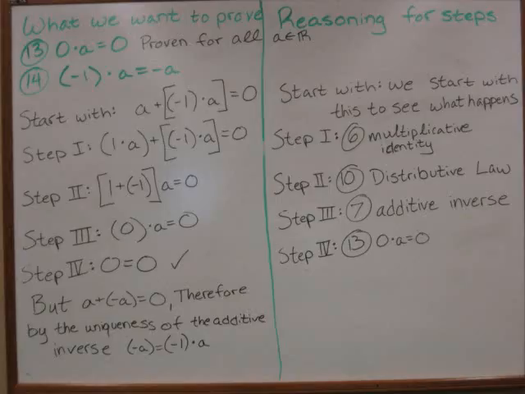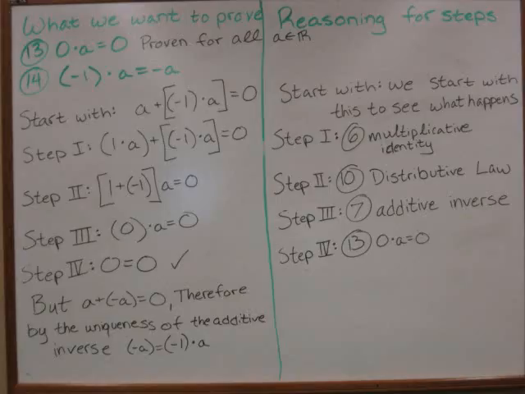So now that we've proven A times 0 equals 0, we're going to go on to the next one, which is negative 1 times A equals negative A. So we're going to start with A plus negative 1 times A equals 0. Next step, which is 1 times A plus negative 1 times A equals 0. We can do this because it's the multiplicative identity. So then we use the reverse distributive law to get 1 plus negative 1 times A equals 0. That equals 0 because of the additive inverse. So we get 0 times A equals 0.